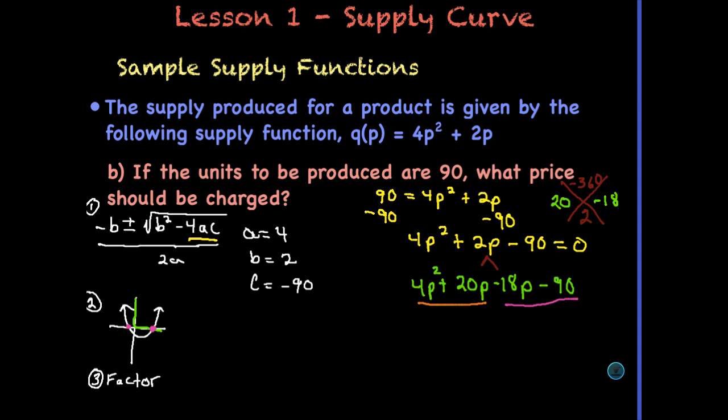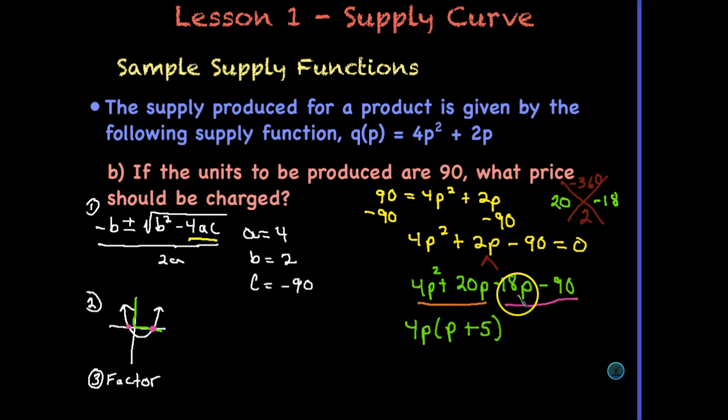And now I'm just going to pull out the greatest common factor. So what goes into both 4 and 20? Well, that would be 4. What goes into both p squared and p? That would be p. So 4p squared divided by 4p leaves me with p, and 20p divided by 4p leaves me with just 5.